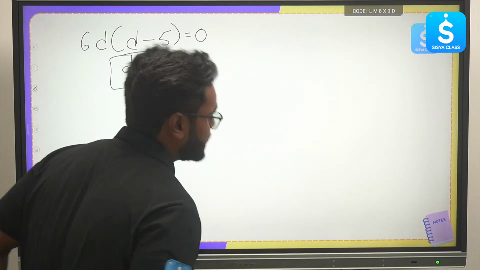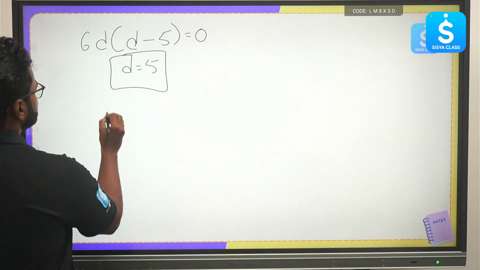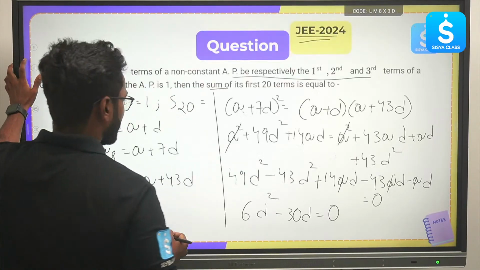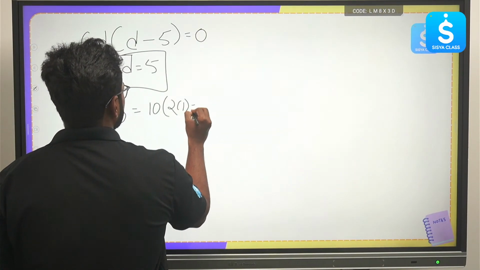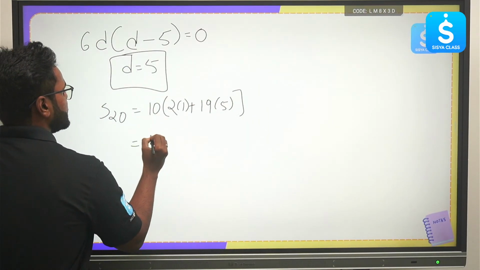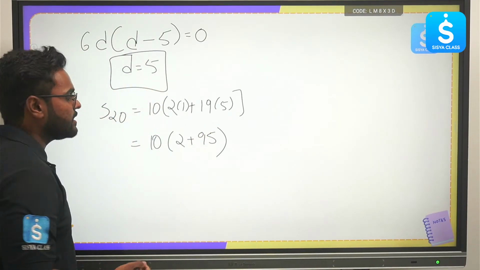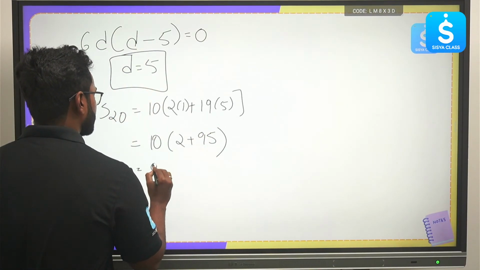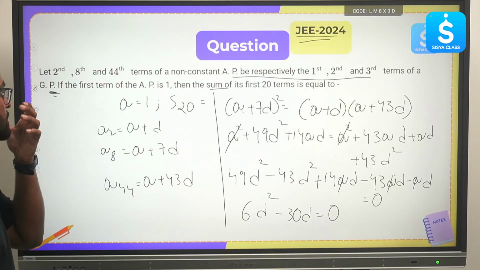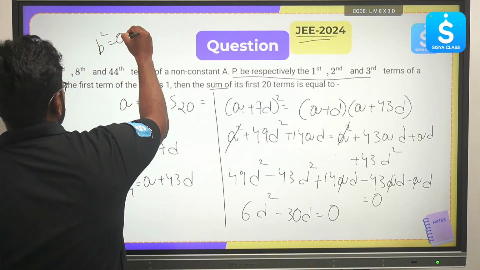Right? Now, we are asked to find out the sum of 20 terms, S20 is equal to n by 2, 10, 2a. Do you know the value of a? Yeah, a is 1 plus n minus 1 is 19, d is 5. This should be 10 into 2 plus 95, right? 95 plus 2 is 97 into 10, 970. Hope you understood this. It's a simple problem. We have used the condition they have given.